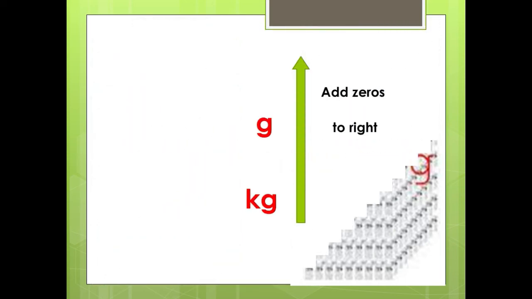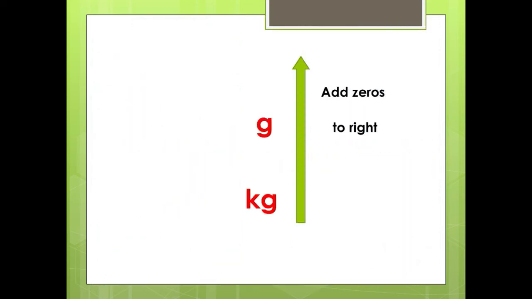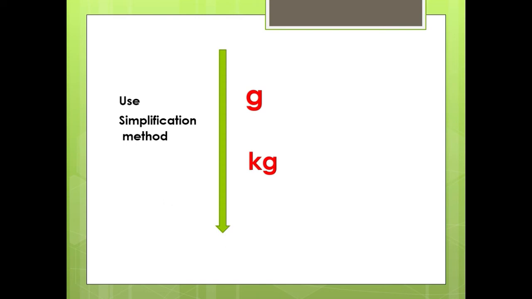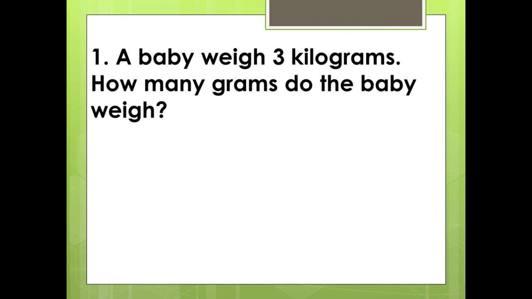In this gram and kilogram, if you want to convert kilogram to gram, that is from down to up, we have to add zeros to the right. In the same way, if you want to convert gram to kilogram, that is from up to down, we have to use simplification method.